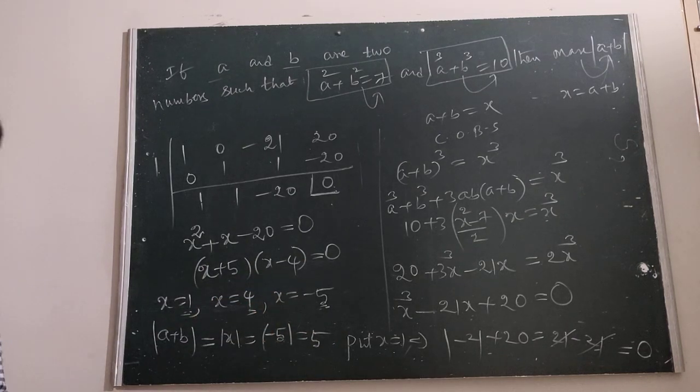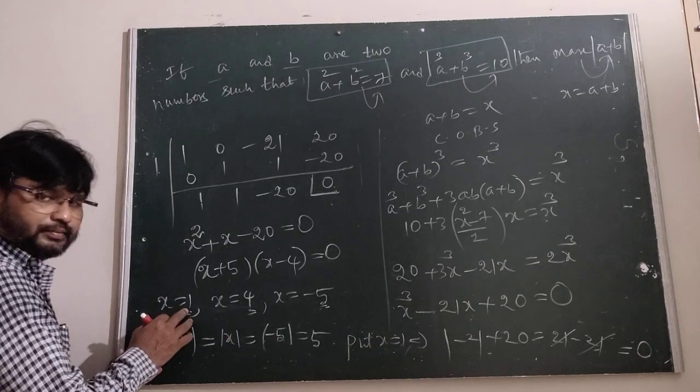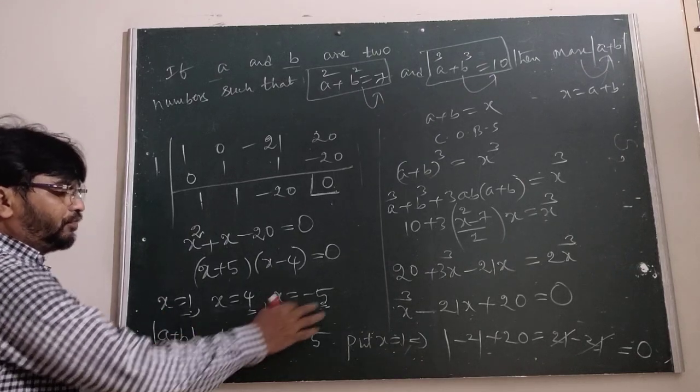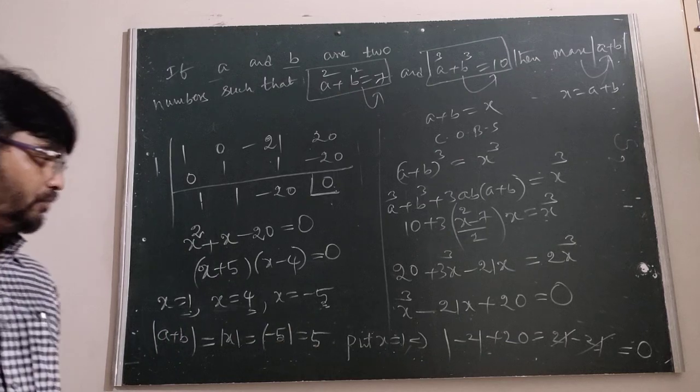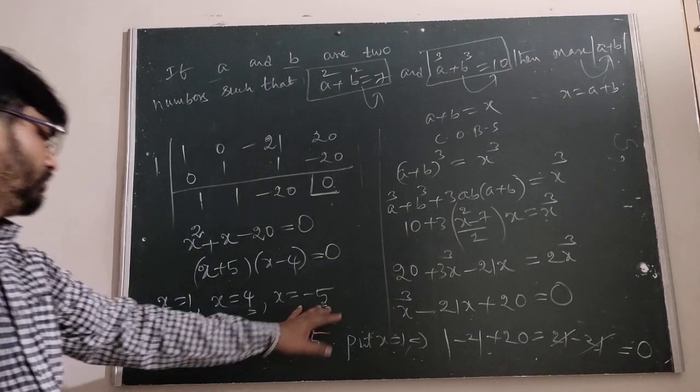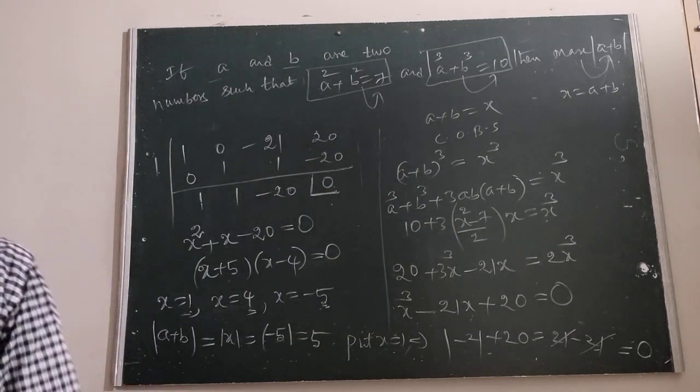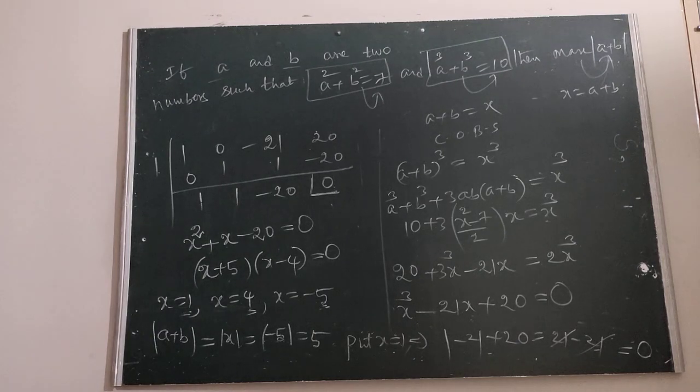Therefore, the least value of mod of a plus b is 1. The maximum value of mod of a plus b is 5. Therefore, the maximum value of modulus of a plus b is 5. This is our answer.